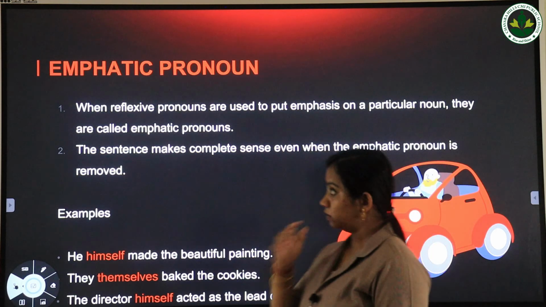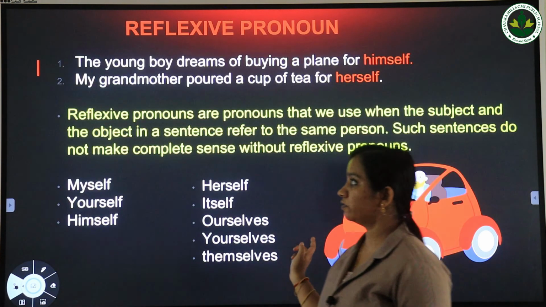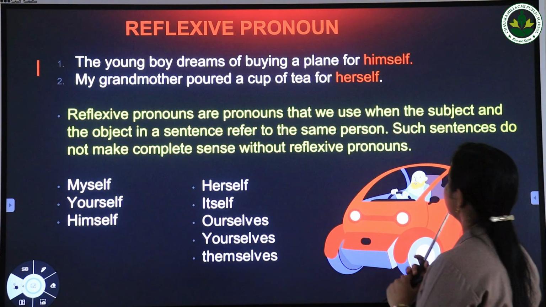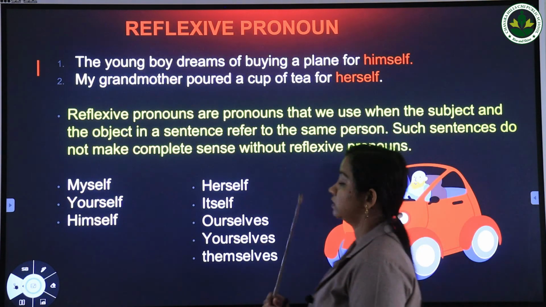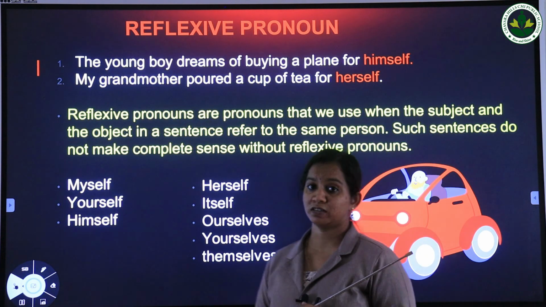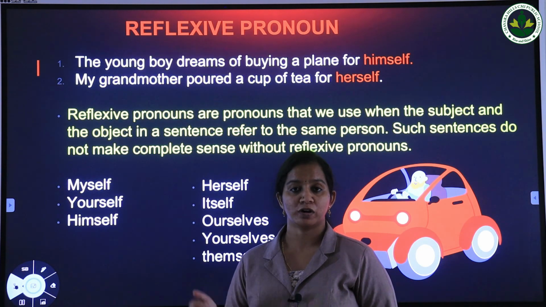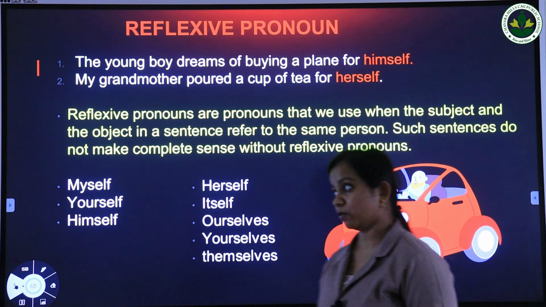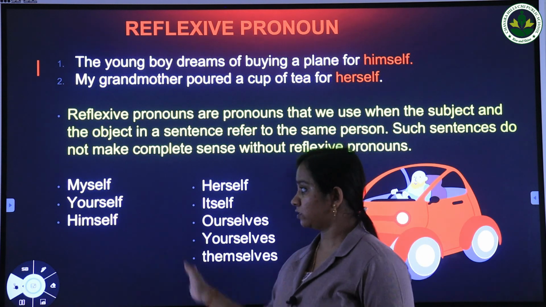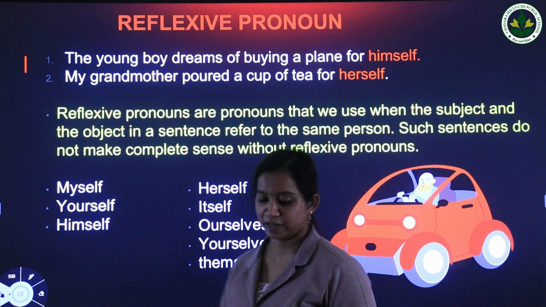Okay, so we studied reflexive pronouns and emphatic pronouns. So what is a reflexive pronoun? If the subject and the object in a sentence refer to the same person, then that is called a reflexive pronoun. And if reflexive pronouns are used to give emphasis on a particular noun or pronoun, that is called an emphatic pronoun. Okay, so you have to learn reflexive pronouns by heart, very, very important. And reflexive pronouns are also used as emphatic pronouns. So you have to learn this by heart, very, very important.